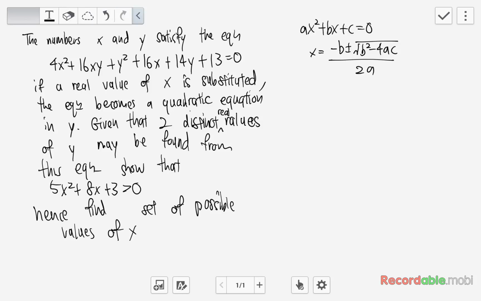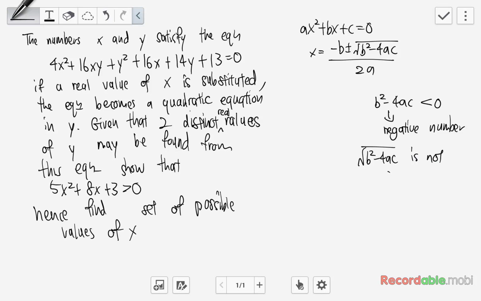So now let's see what happens when you square root a negative number. If you square root a negative number, you get a complex number. So you cannot have a real number by square rooting a negative number. That means, if my b squared minus 4ac is smaller than 0, which means b squared minus 4ac is a negative number, then the square root of b squared minus 4ac is not a real number. So if b squared minus 4ac is smaller than 0, there wouldn't be a real number solution for this equation.